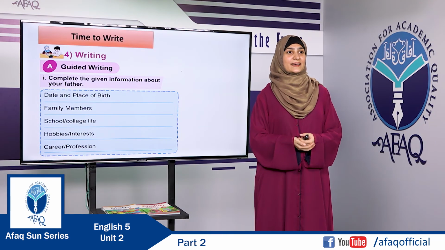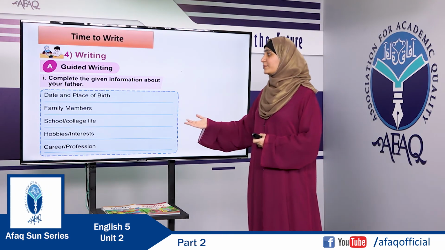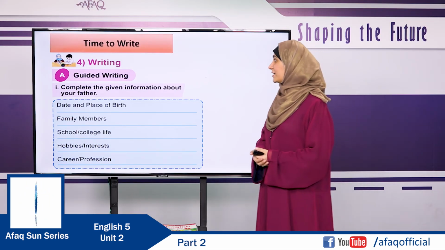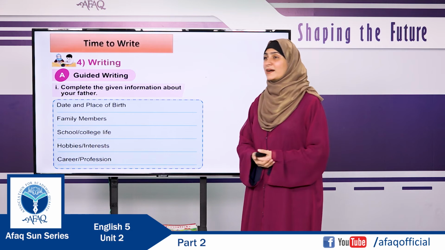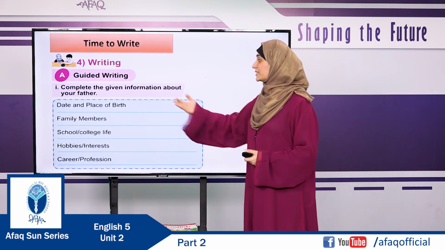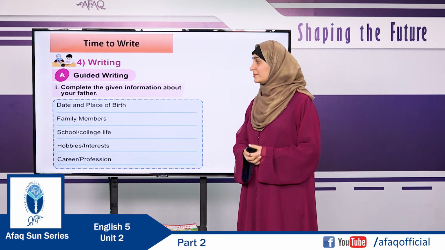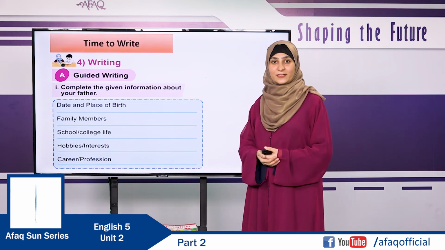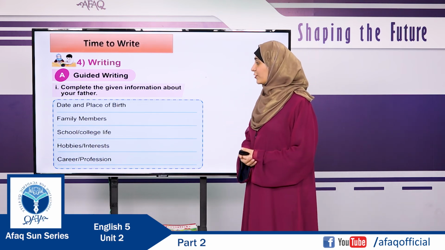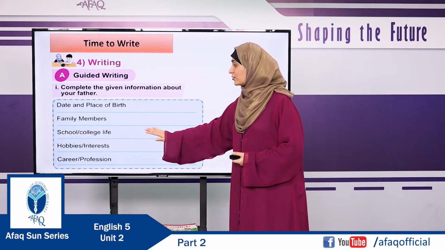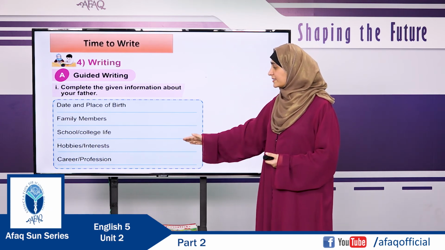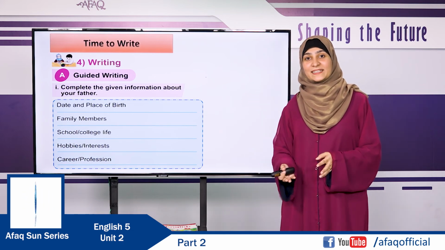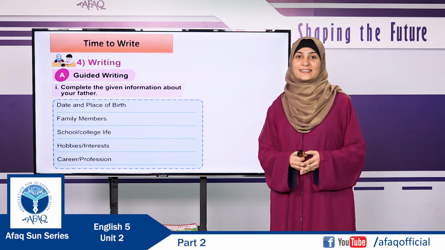Dear students, now this table will help you to learn more about the descriptive text. Let's start it. You will complete the given information about your father. What is the date and place of birth of your father? And mention how many family members are there in your father's family. Now you will tell us about the school and college life of your father, hobbies and interests, career and profession of your father. Complete this table with the help of your father and then come back quick.